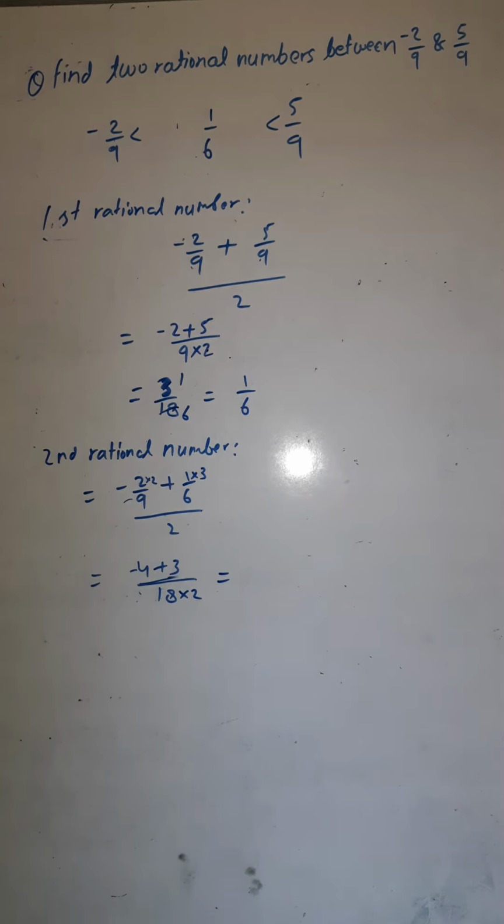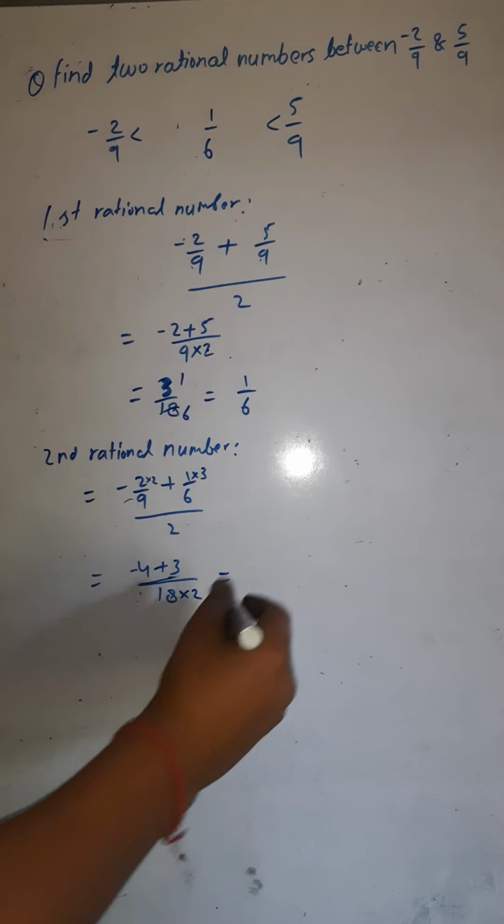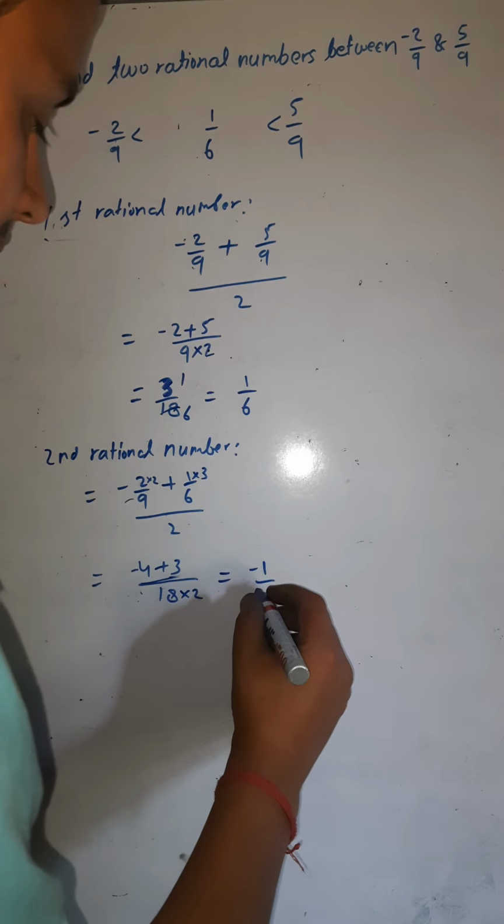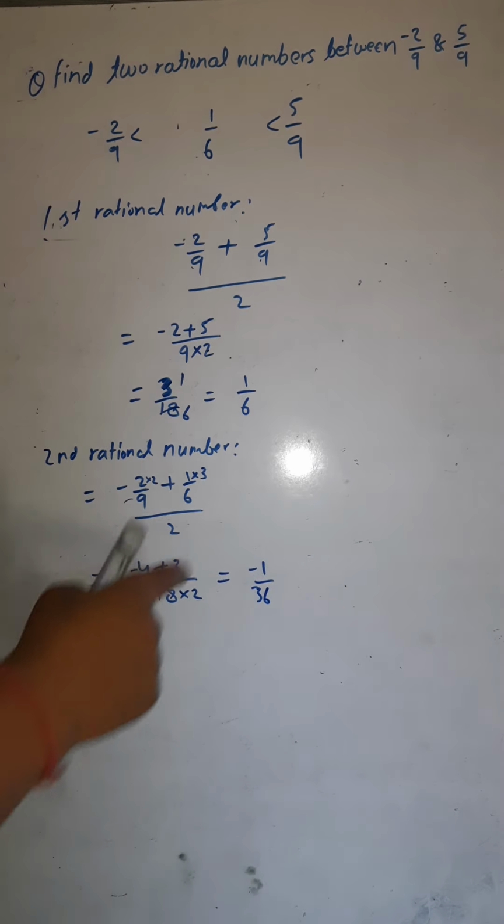Minus plus is always going to be subtracted. So minus 4 plus 3 would be minus 1, and the sign is of the greater one. And downside 18 times 2 is 36. So the answer would be minus 1 by 36.